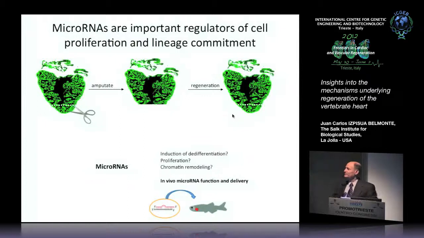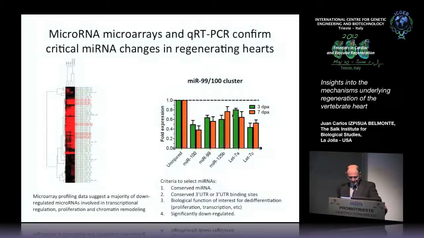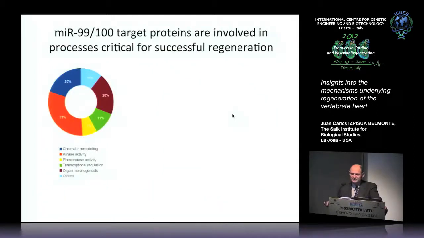Now, we heard yesterday from Mauro about the importance of microRNAs. We then decided to see if they were involved in this process, and obviously they are. So we have a look at these microRNAs, and the criteria to select the ones we are going to work with are basically that they are conserved in humans and that they have, in principle, a biological function that is of interest for the process, like being involved in proliferation, transcription, etc. Now I'm going to show you just a couple of examples.